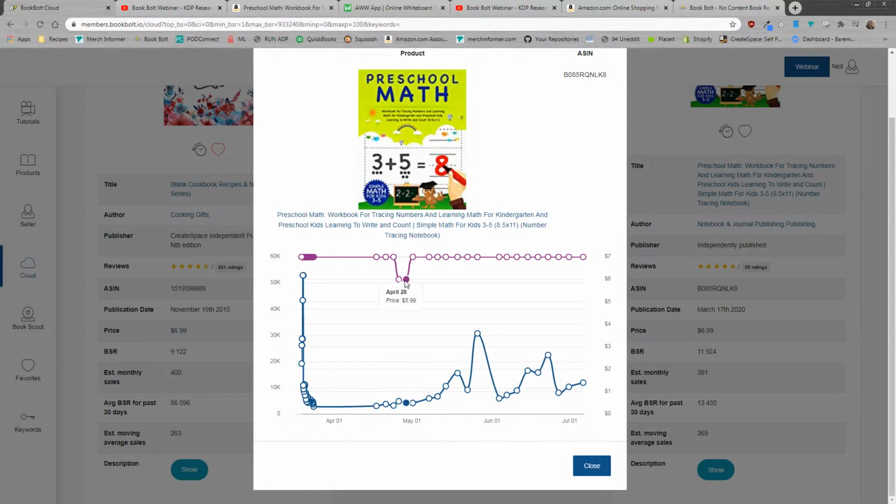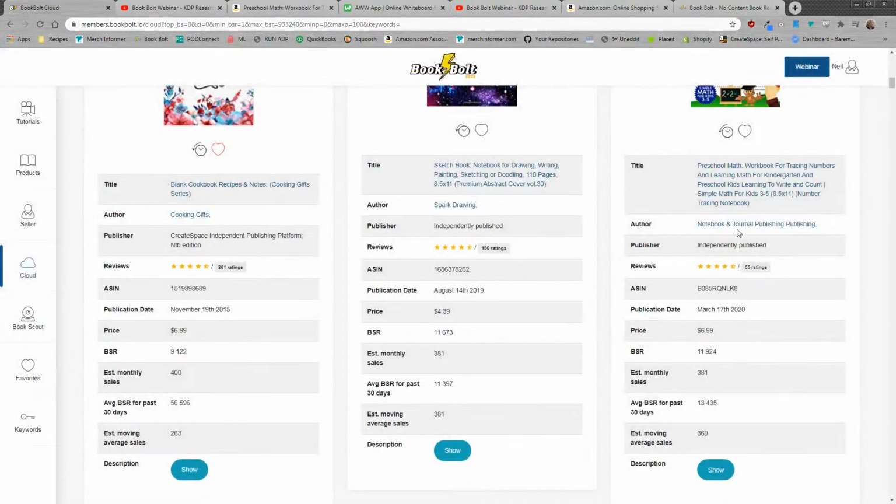They actually dropped it down to $5.99. That really wasn't working for them. You didn't see the sales rank drop. So they bumped it back up, right? And they've been consistently selling. So everything is good. This is what we want to see.